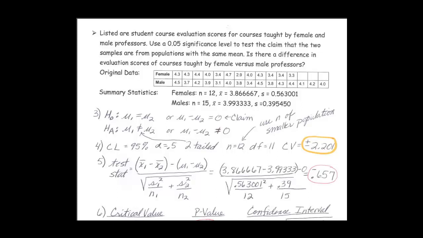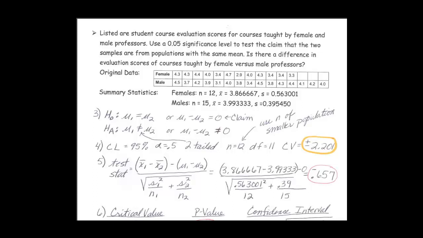Okay, in this activity, we are going to compare the means of two separate populations. Listed are student course evaluation scores for courses taught by female and male professors. We're going to use the 0.05 significance level to test the claim that the two samples are from populations with the same mean. In other words, we're assuming that the average course evaluation score for courses taught by females is the same as it is for males. So is there a difference in the evaluation of courses taught by female versus male professors?